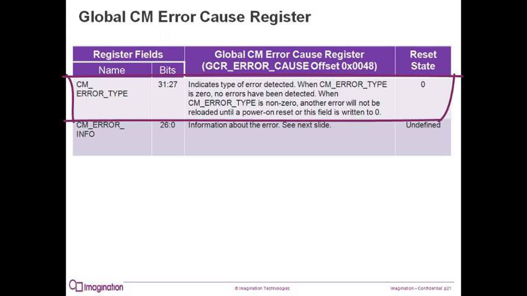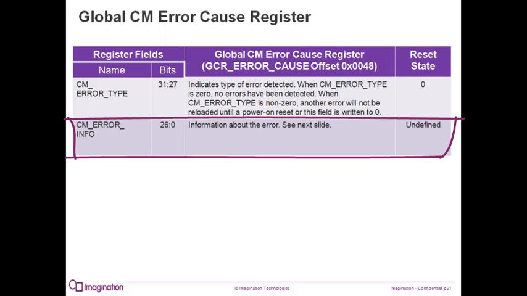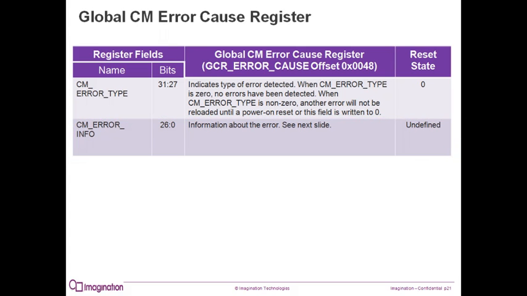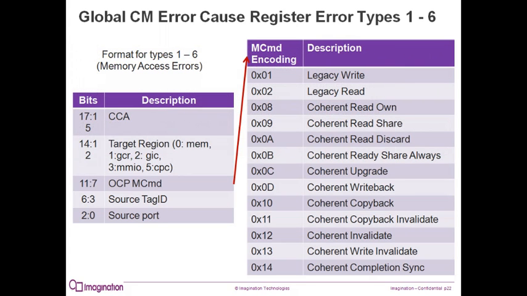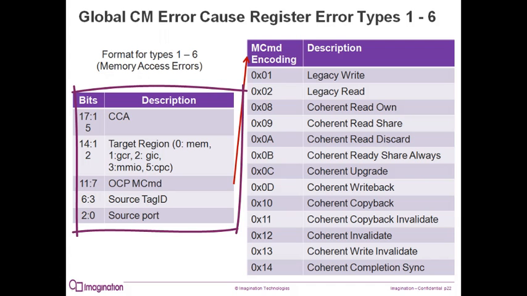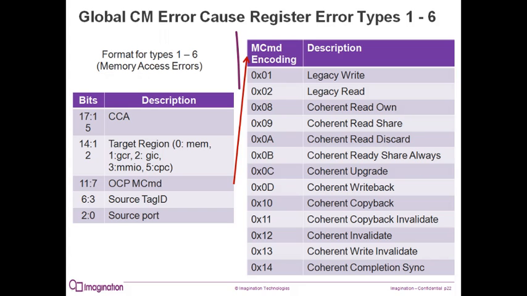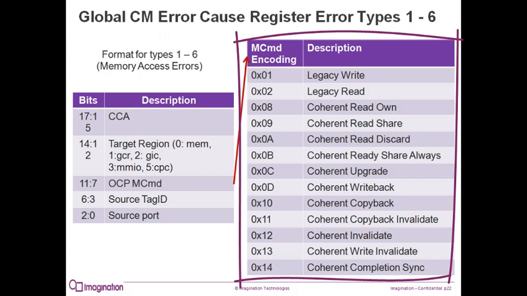One of the 8 error types given in a previous slide will be set in the CM error type field. The CM error info gives you information on the error formatted based on the error type. The tables in the next slides will show you how to map the errors. There are 2 formats for the CM error info. Here's the format for the CM error types 1 through 5. And here is the meaning of the OCP M command.